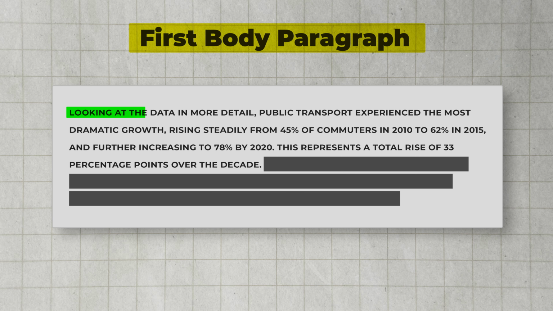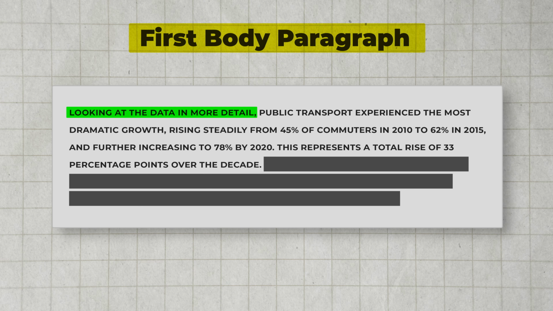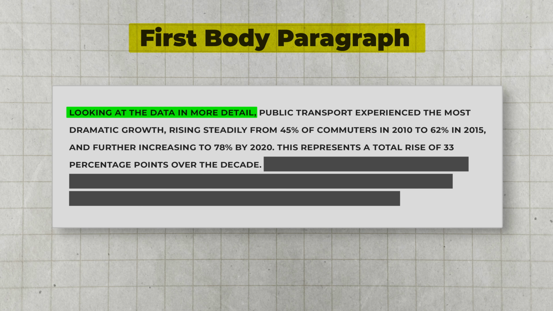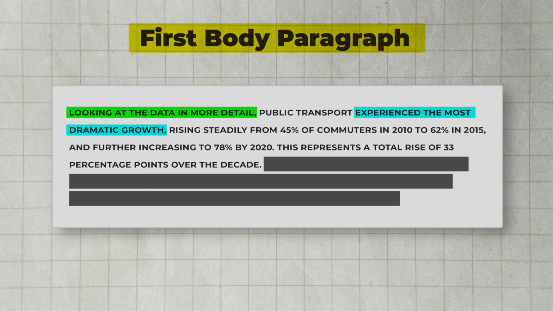First of all, we want to demonstrate that we can transition smoothly between paragraphs using linking phrases. In this example, I used looking at the data in more detail. Just from simply reading this linking phrase, the reader knows that this paragraph is going to dive into more detail. Then, we want to talk about the key feature that we noticed. Public transport experienced the most dramatic growth. I described the biggest growth across all the categories using a superlative, the most dramatic.